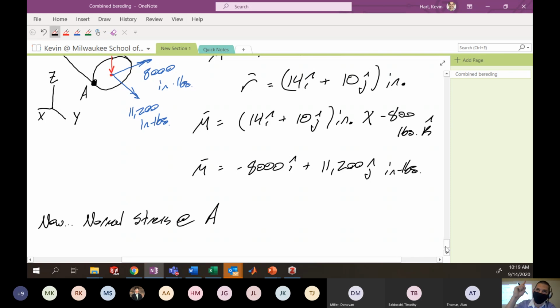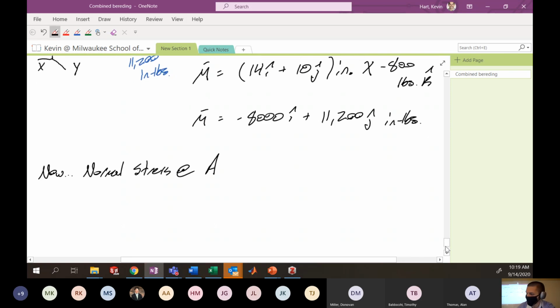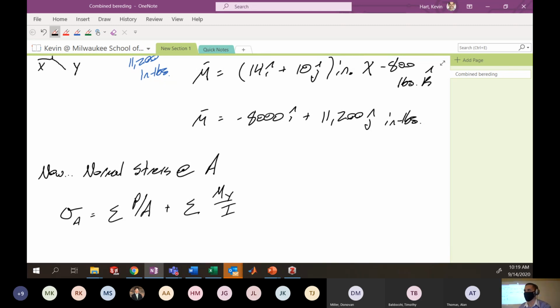So for the normal stress at A, we're going to use the method of superposition. The method of superposition says that my stress at point A is the summation of the axial contributions, which is this P over A, plus the summation of the bending contributions, this My over I, or you might see it as negative My over I. We'll talk about directionality in a second. So remember, this is the axial contribution here, and these are the bending contributions.